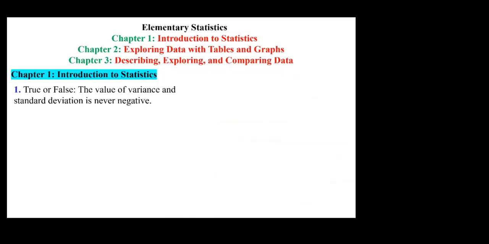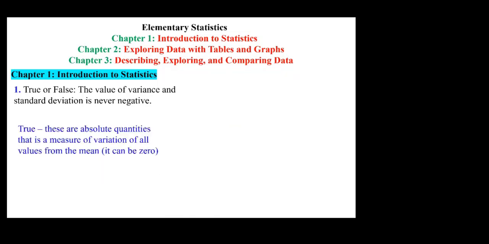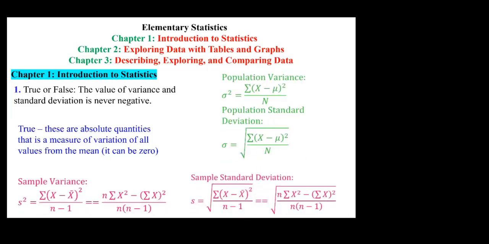The value of variance and standard deviation is never negative. All you have to do is look at the formula. Here's the population variance: the summation of (x minus mu) quantity squared over n. You take a root, and it becomes the standard deviation for the population. If you're dividing by n minus 1, it becomes the sample variance, and then the sample standard deviation when you take a root. By the way, be very careful whether it's dealing with the sample or population because the formulas are slightly different.